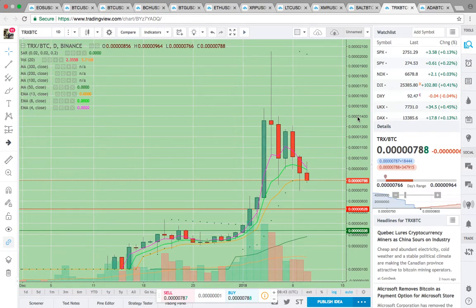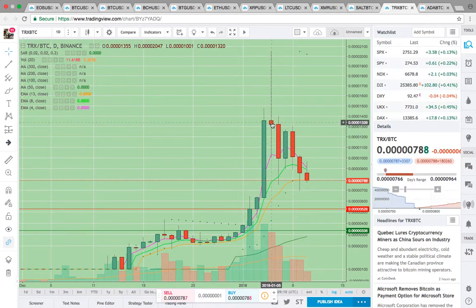Let's look at TRX. Okay, yeah, so this had that monster move, and then it had the whole Jack Ma involved explosion. Everybody was jumping in, and then it had this candle here, and even with the cryptocurrencies, you still have to follow the candles. This was a big indecision candle, this long upper wick from the top. This was signaling profit taking, to lock them in.